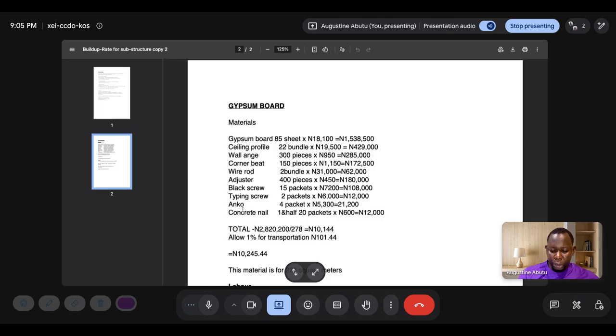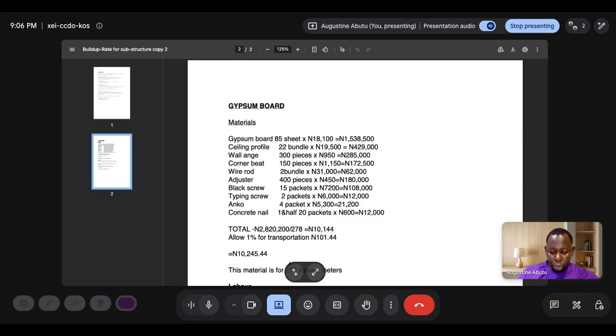Okay, so the numbers of materials that we have here would cover for 278 square meters. Okay, so I've applied this in one of our projects, so that's why I'm making these explanations, because this is practical.